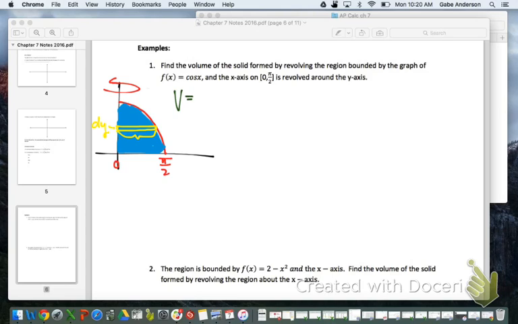So I'm going to start off with this. Volume is equal to pi times the integral. We'll get the limits in there in a second. We're going to have a radius in there, of course, but I'm going to put dy over here.